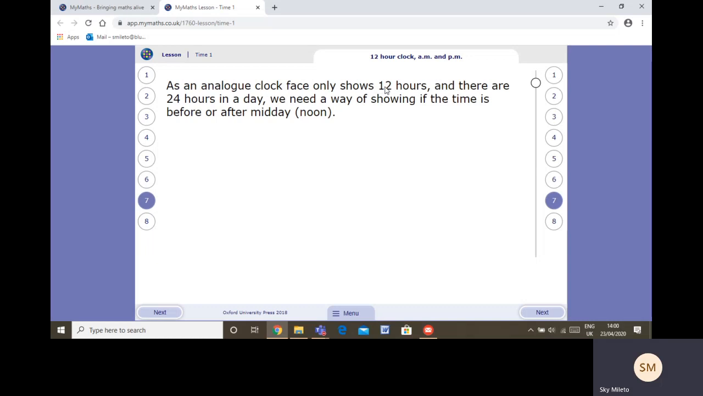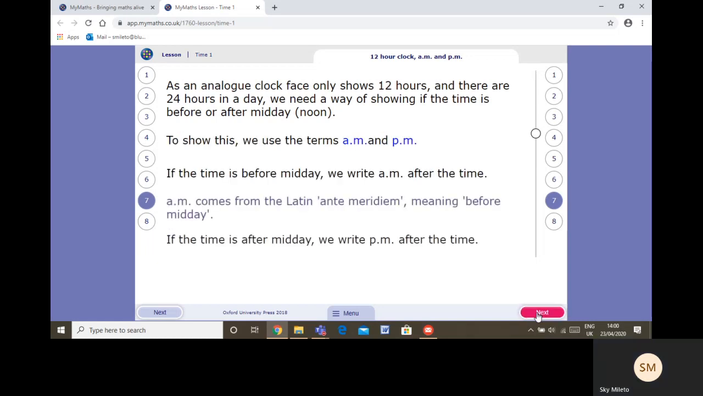An analog clock only says 12 hours and there are 24 hours in a day. So sometimes you may see a clock that has AM or PM. AM is in the morning, any time before midday. So if I had a break at 11 AM, it would mean I had it before midday. After midday would be PM. For example, if you went to bed at 7 PM and slept until 7 AM, then you would have slept for 12 hours.